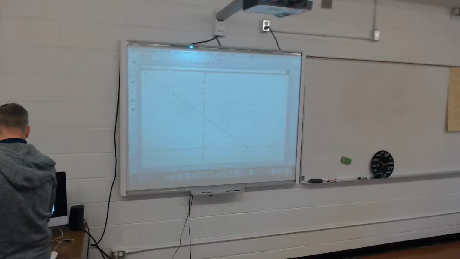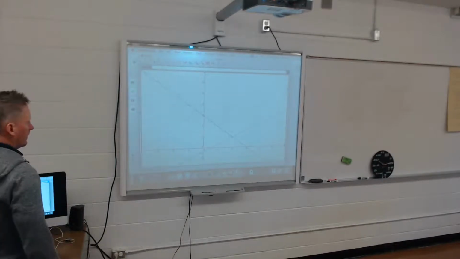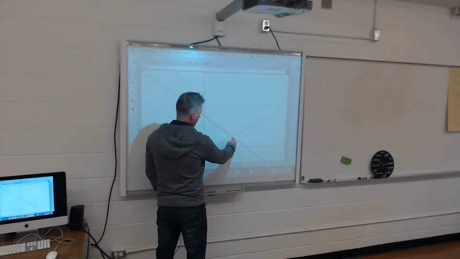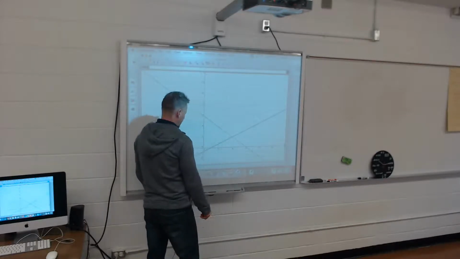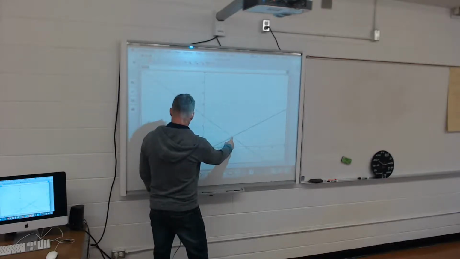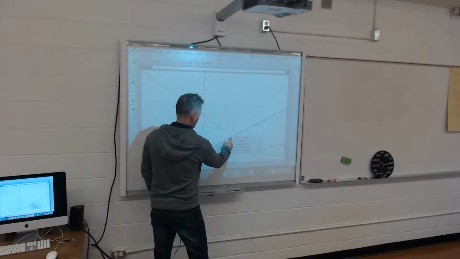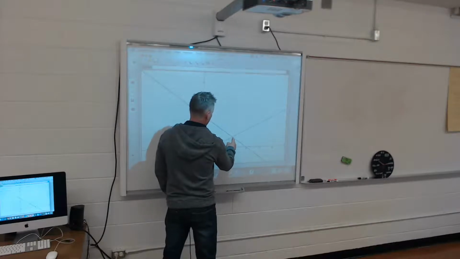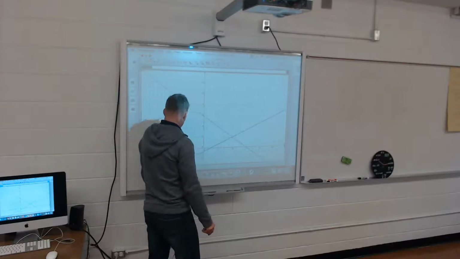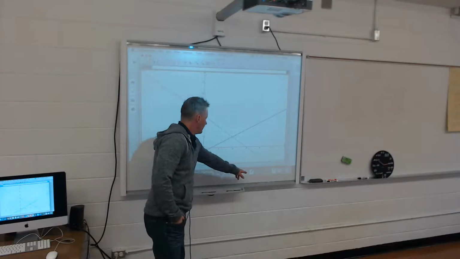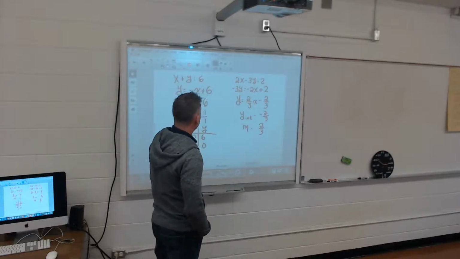Okay, graph it. And I have an intersection point. My intersection point is right here, which is at 4 and 2. Trying to get it right on both, but I can't seem to. Okay, so 4 and 2 is my intersection point for these two graphs.